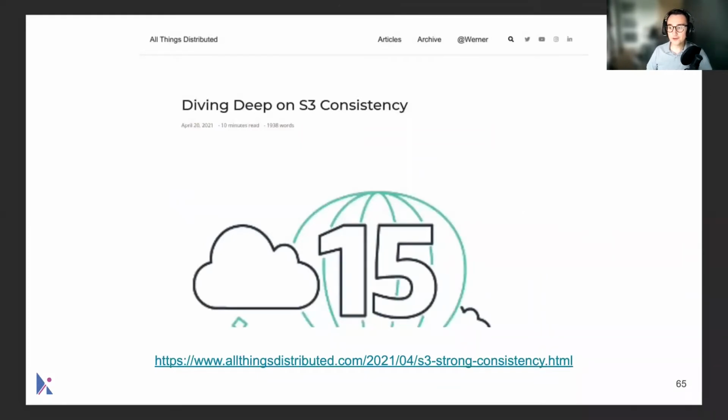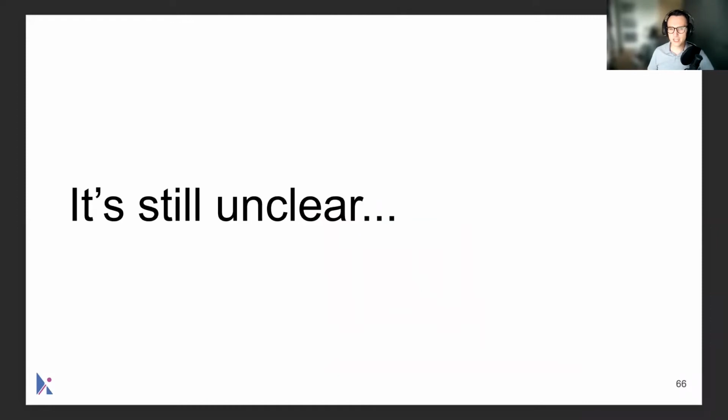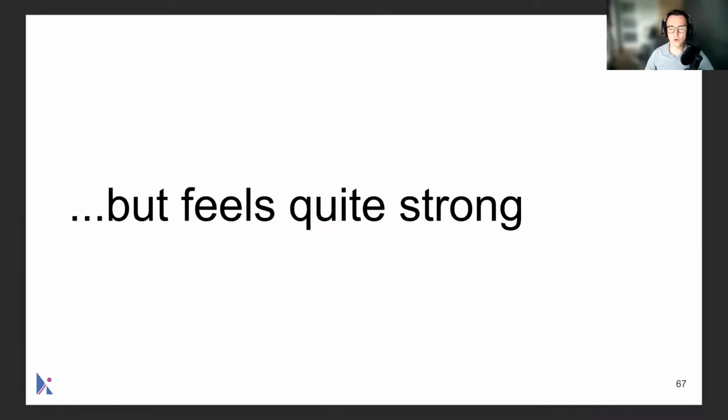And of course, there were numerous attempts to put some light on how S3 works, including this blog post from Werner Vogels, which called the approach that S3 took a smart implementation of a cache coherence protocol. But the truth is that it's still unclear. So we don't know whether this is linearizability or something else, but it still feels quite strong. So at least from the user's perspective, this is exactly what users wanted. This is exactly what was expected for many, many years.